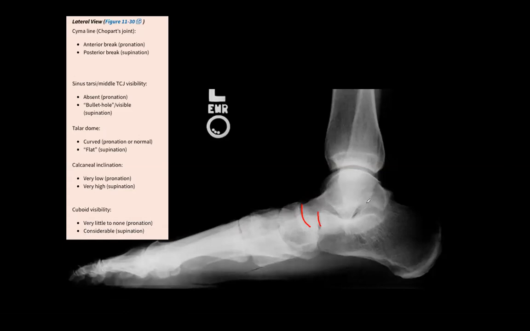The sinus tarsi, we don't have the visibility. On this foot, you may see that bullet hole sinus tarsi, it's more visible. A talar dome, when we look up here, is more curved for a pronated foot, it'll be more flattened for a supinated foot. Calcaneal inclination is going to be lower for a pronated foot. And we can't really see the visibility of the cuboid, and we have all this metatarsal stacking and overlap.